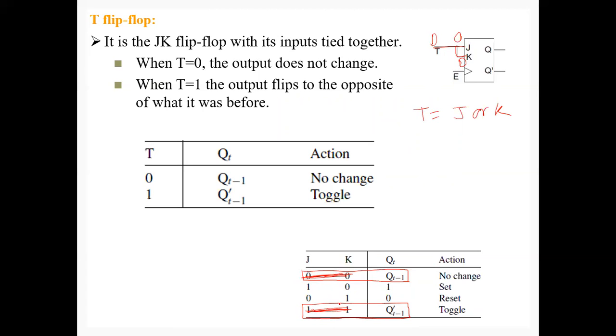So meaning the T flip-flop just has two actions. One, no change, the other one, toggle. No change, toggle, no change, toggle, okay? So set and reset doesn't happen here.